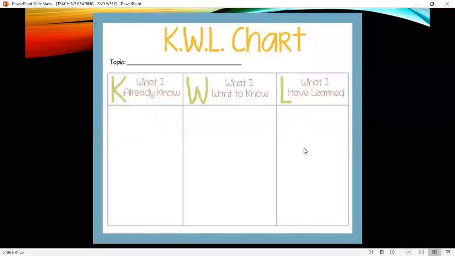So here you can see this chart. I don't know if you have seen this chart before. Can anyone tell me if you have seen this chart before? Have you seen this chart before? No. No, nobody?